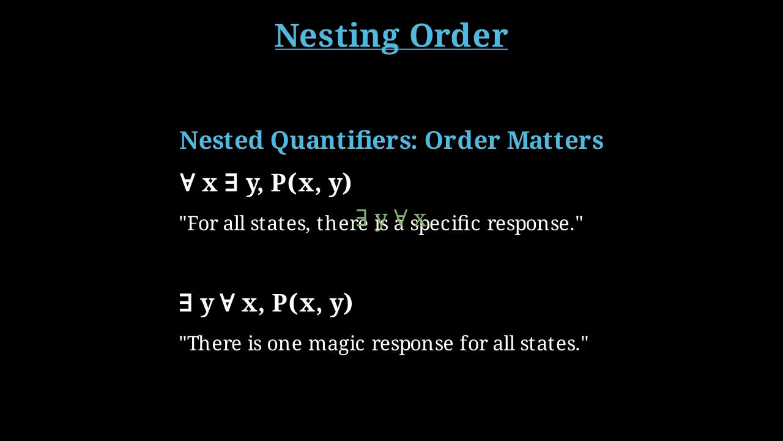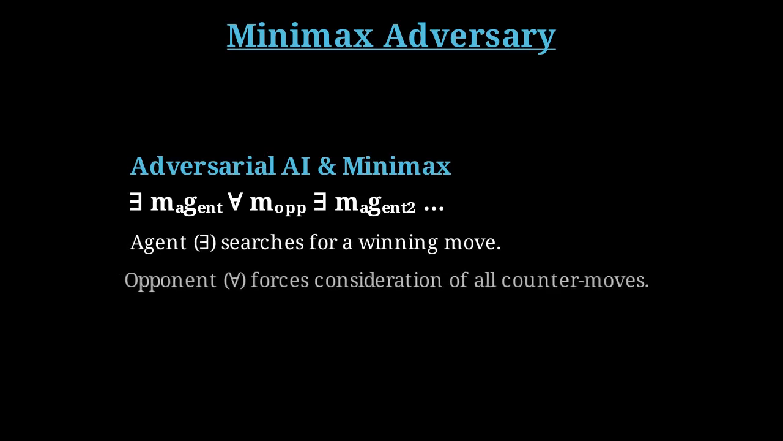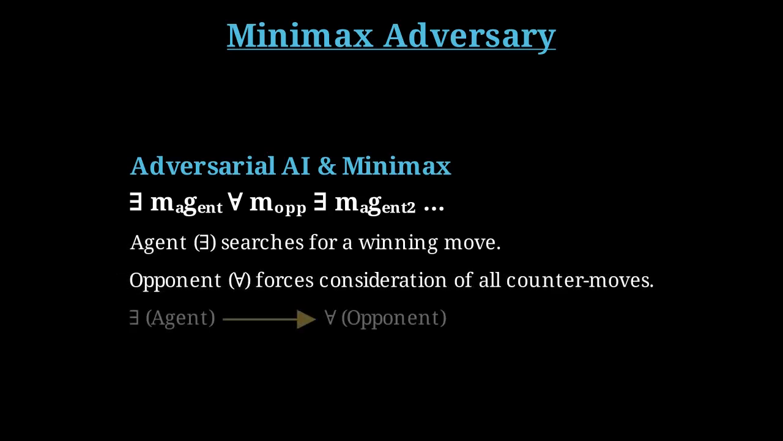Context dictates strategy. In adversarial AI, like playing chess, nested quantifiers perfectly describe the minimax algorithm. The existential quantifier represents our agent, searching for at least one optimal move. The universal quantifier represents the opponent, who forces our agent to consider all possible counter moves. So, the agent calculates: does there exist a move for me, such that for all possible opponent moves, there exists a counter move where I still win?